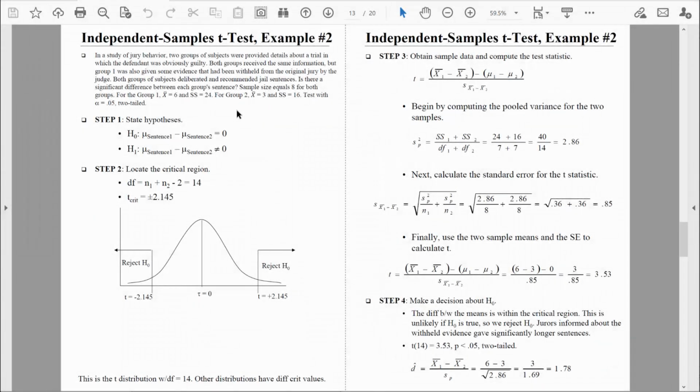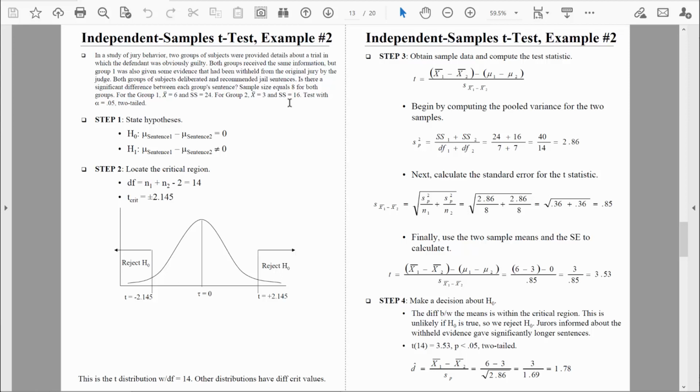In example 2, we're comparing 2 completely separate groups, so we know we need to do the independent samples t-test. We're comparing 2 different juries, and we're looking at the sentences that they handed down, looking to see if there are differences between those 2 groups. We can see that for the first group, they handed down a 6-year sentence. We can see that there's some variability among the members of the jury. And we can see that for the second group, they handed down a 3-year sentence, and again, there was some variability for the jury. So I gave you the basic descriptive statistics, the means and the sum of squares. Sum of squares, of course, is the basis for computing variability.